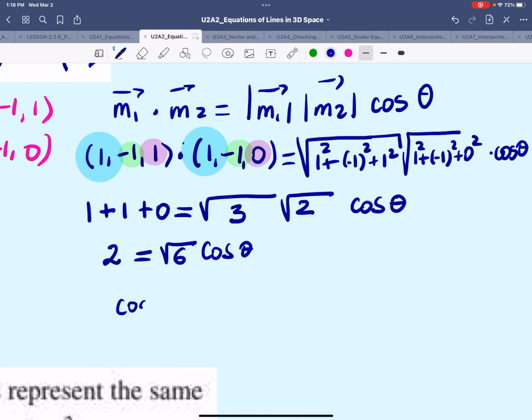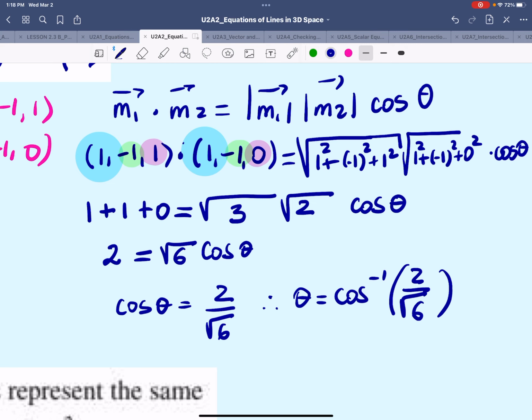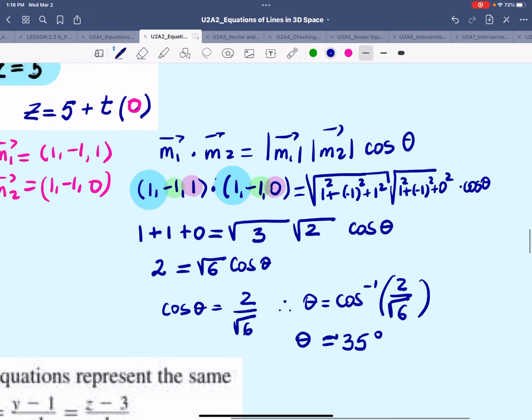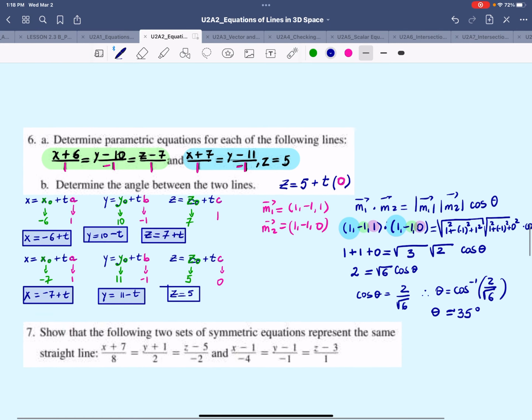And we're going to say that cos theta equals 2 over root 6, which will make theta equal to inverse cos of 2 over root 6. So use the calculator to find the measurement: second cosine of 2 divided by the square root of 6. And then we get the angle of 35.26 degrees, so about 35 degrees approximately. And that's how you find the angle made between these two vectors.